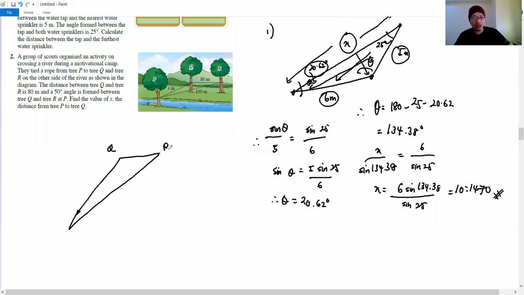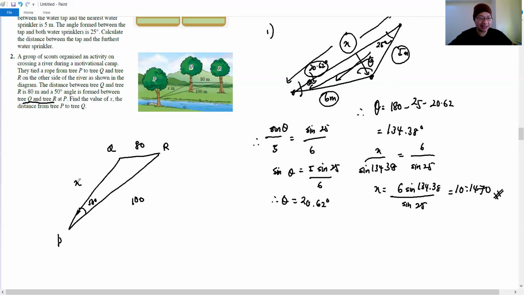Okay, Q, R and P here. This is your X, this is your 80, this is your 100. Next, the angle between the 3Q and the 3R. The distance between the 3Q and the 3R is 80 meter. And a 50-degree angle is formed between the Q and R at the point P. So that means this angle is 50 degree, because the angle 50 is in between the Q and R, from the words "between the Q and R".